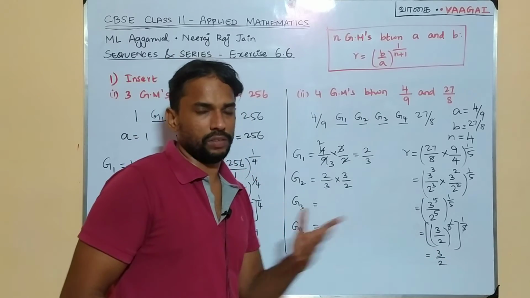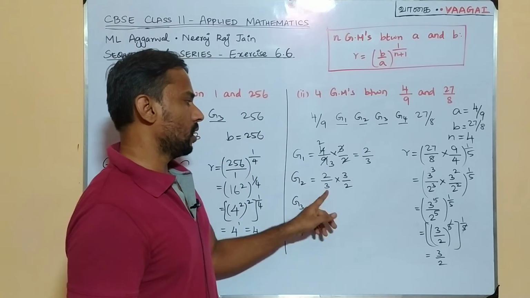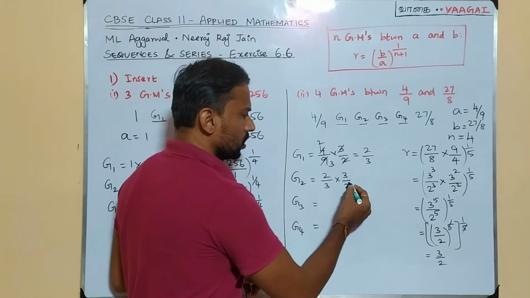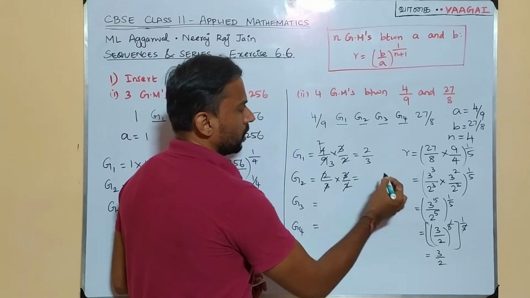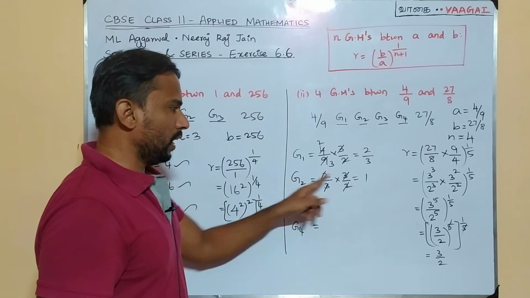That is the reason we are finding the value of R first. This will be equal to, this is simple, right? 2 and 2, 3 and 3, they will be cancelled. So we will have 1. So G2 value is 1.